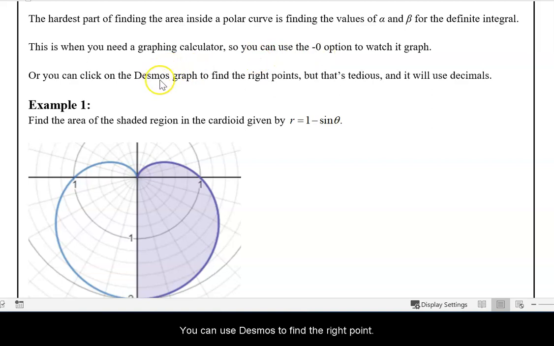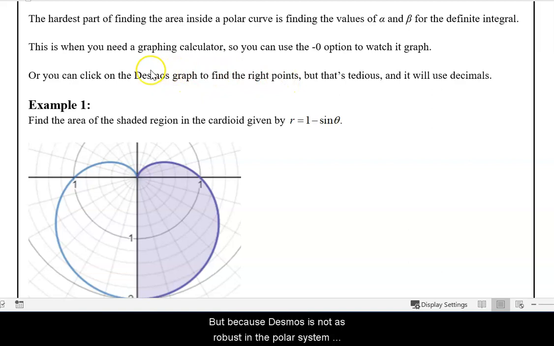You can use Desmos to find the right points, but because Desmos is not as robust in the polar system, it can be quite tedious because you have to keep calculating different values and it will continue to give you decimals instead of exacts. The best way is to adjust the window on the graphing calculator until you can get it to graph only the part of the graph that you want that's shaded in.